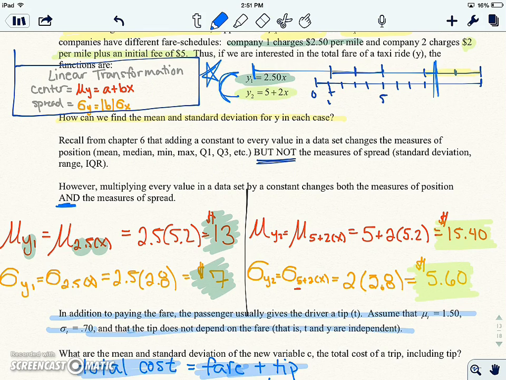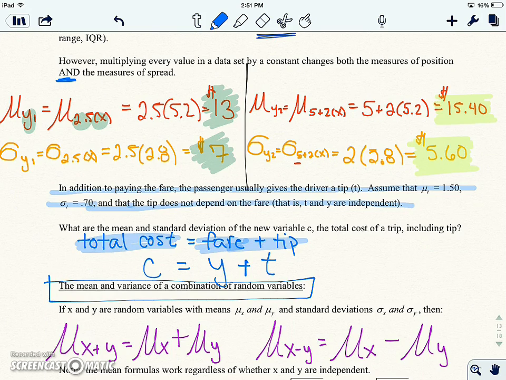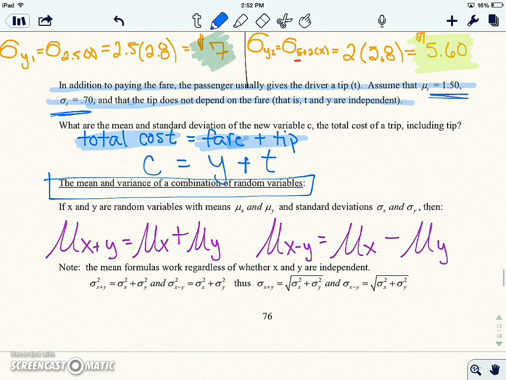And we were able to figure out the mean and the standard deviation for both random variables y1 and y2. But now we also have a random variable t, which is the tip, that has a mean of 150 and a standard deviation of 70. So we need some formulas on how to find the mean and the standard deviation of a combination of two or more random variables. Here's the first formula. If x and y are random variables with the mean of x and mean of y, and standard deviation of x, and standard deviation of y, basically, if we were going to add the two, like we did here with the tips, where we're taking the fare plus the tip, we would just add the means.